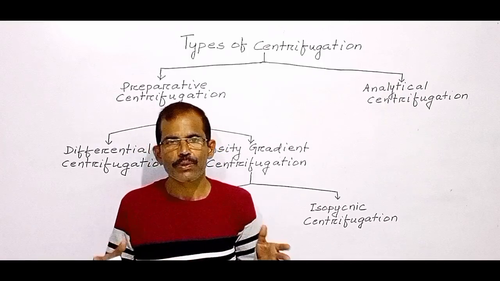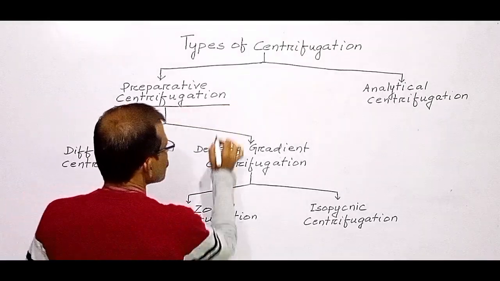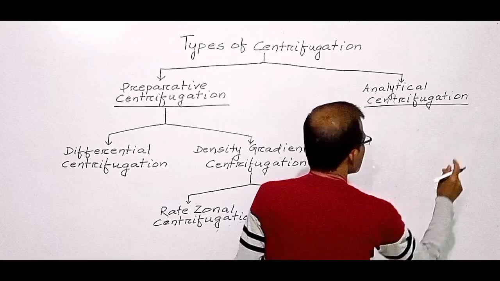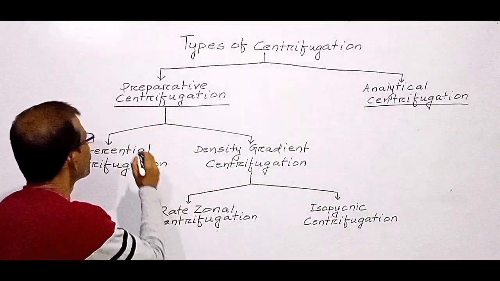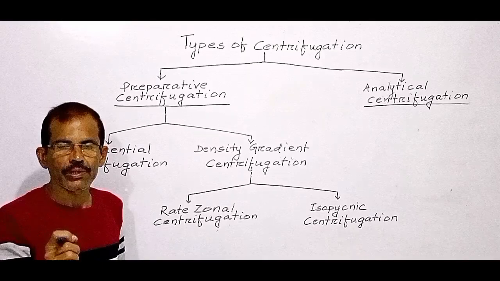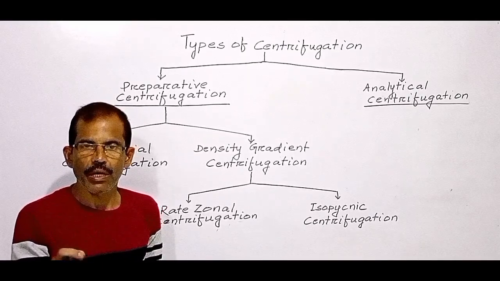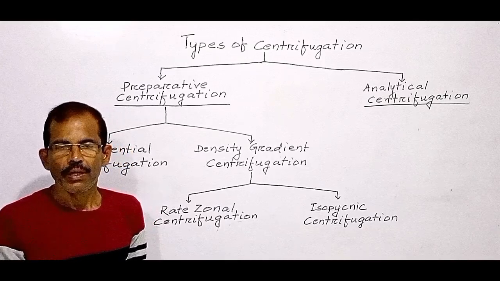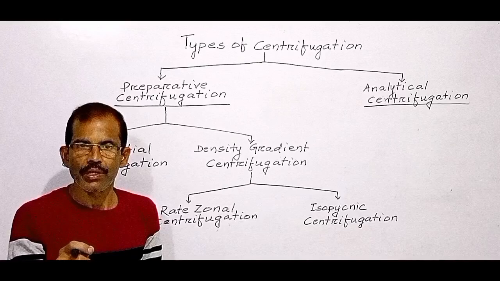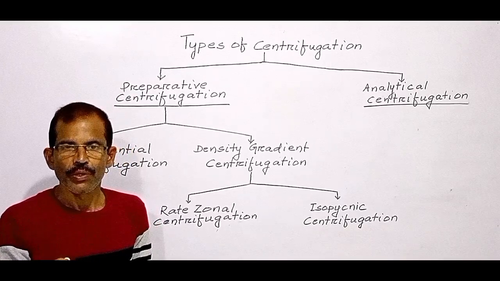There are two types of centrifugation. First one is preparative centrifugation and second one is analytical centrifugation. Preparative centrifugation deals with the actual isolation of biological substance for subsequent biochemical investigation. In centrifugation, the sample is suspended in a liquid and then the liquid sample is centrifuged.